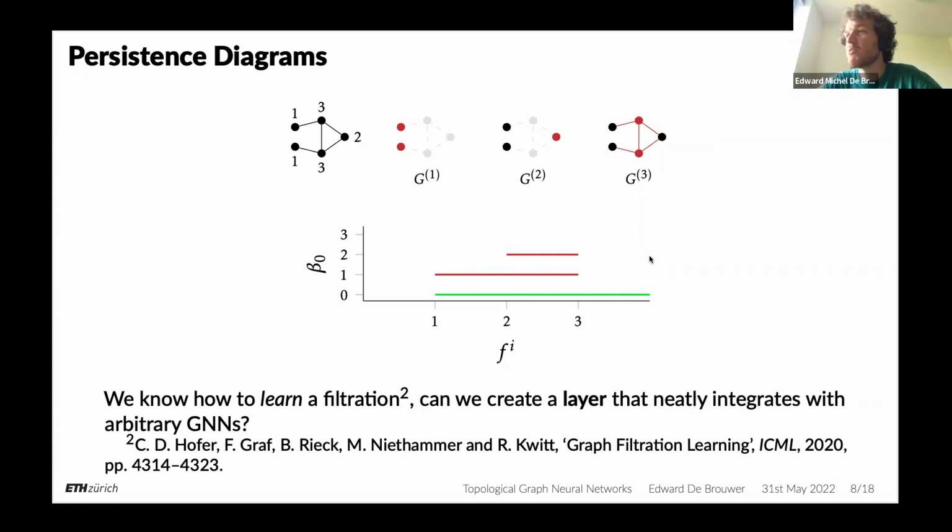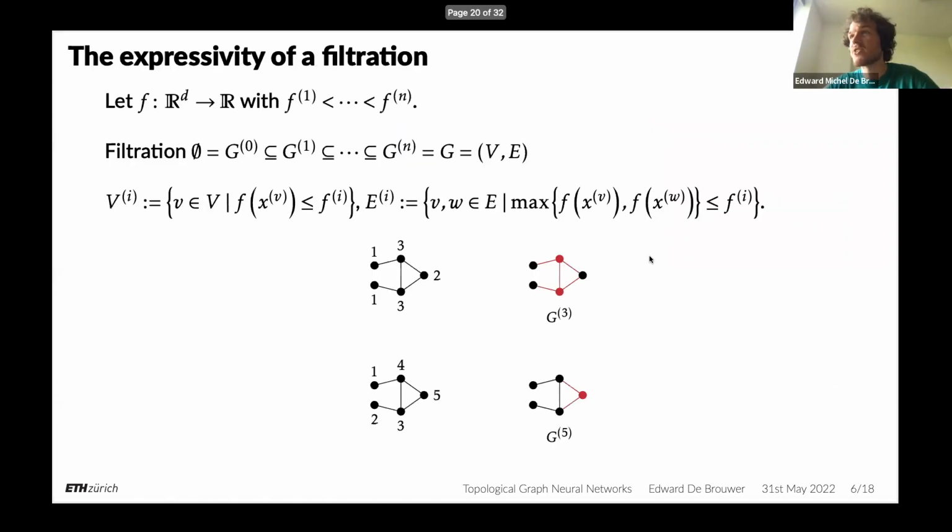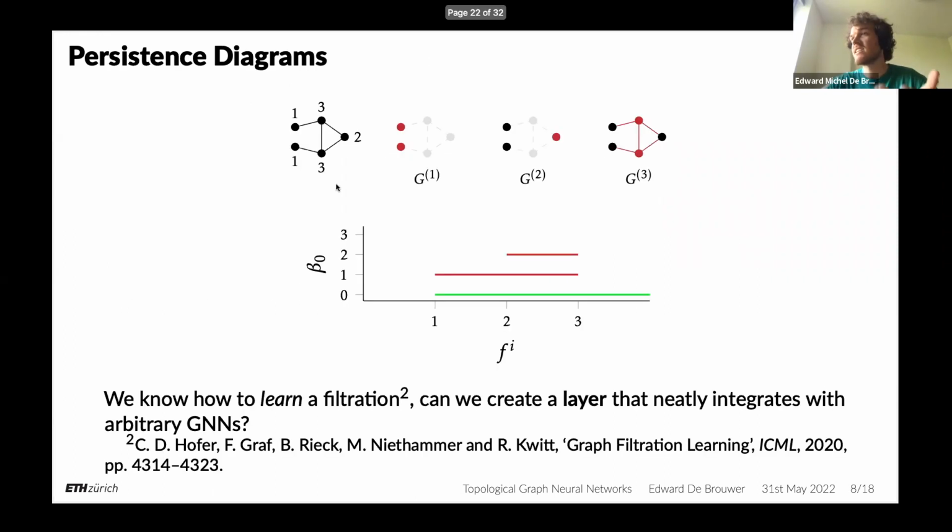So from previous work, we know that we can already learn a filtration. So basically we can learn this function f here, such that it gives us a persistence diagram here, which is the most informative as possible for a downstream task. So that was published at ICML 2 years ago. But this was only used for basically a readout function.